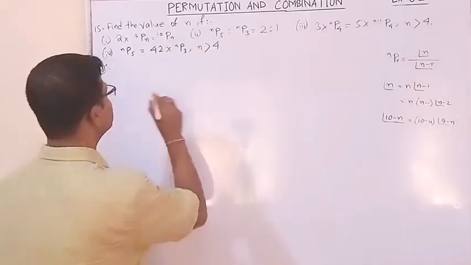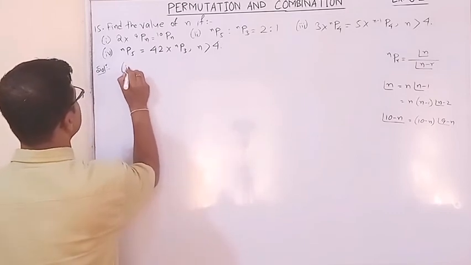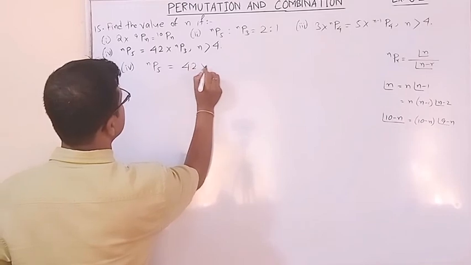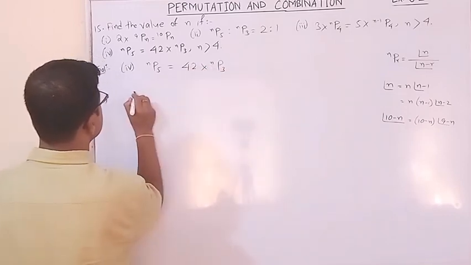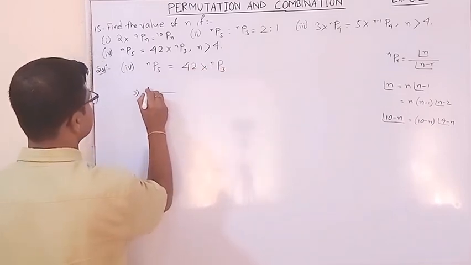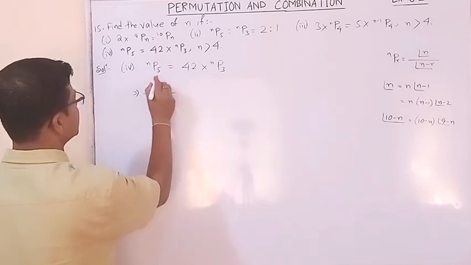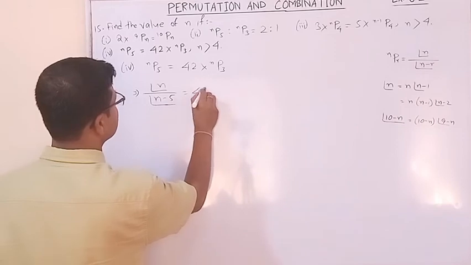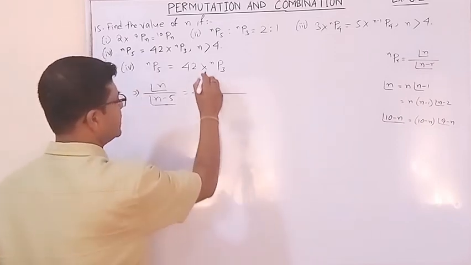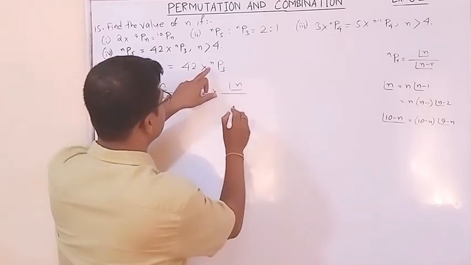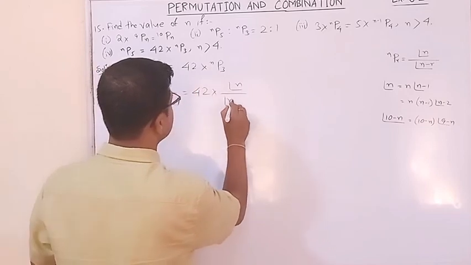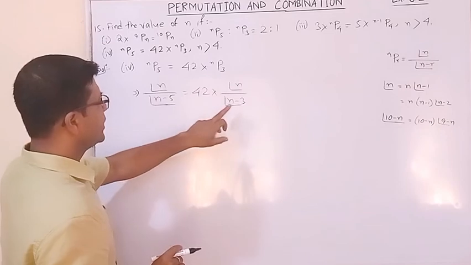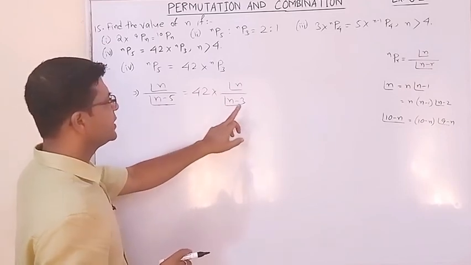Alright. Now dear students, this is the last one, number 4. Let us write nP5 equal to 42 into nP3. This can be arranged as factorial n divided by n minus 5 factorial. Again, this is 42, this is factorial n divided by n minus 3 factorial. Now from both the sides we can remove factorial n. Okay, but between n minus 5 and n minus 3, which is greater?